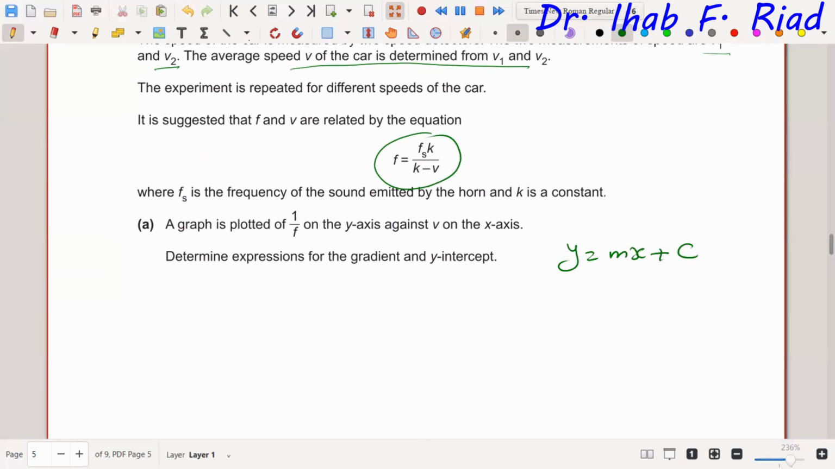What else do we need to do? Make F on one side and V on the other side. But we already have F on one side and V on the other side. So say 1 over F equals Fs K over K minus V.